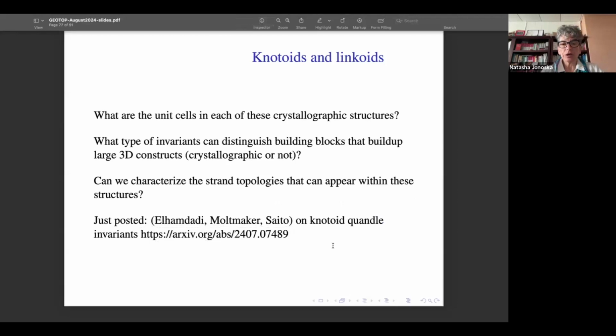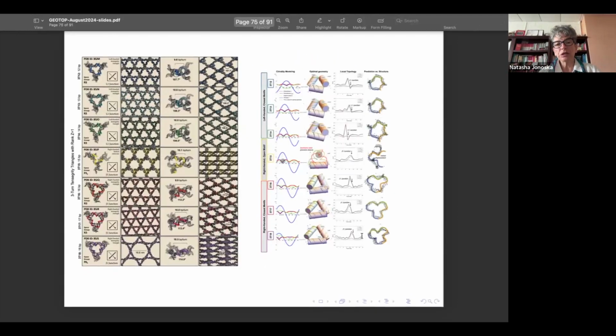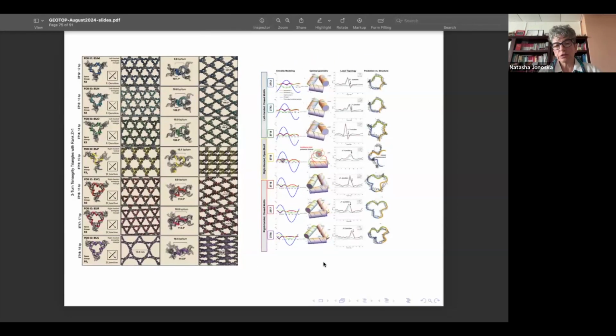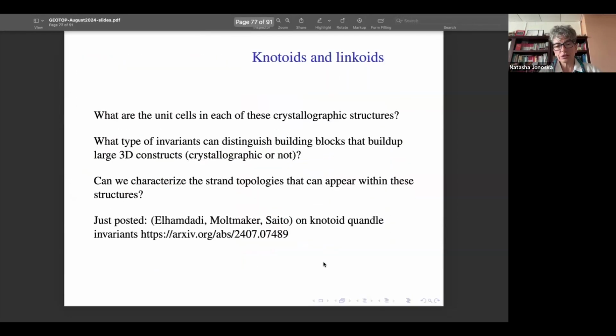Recently, out of this joint work, when I invited a bunch of people last year, Masahiko, Mohammed, and Wout Molwakker from Amsterdam ended up with a paper where they used the knotoid Quandle invariant as a starting point as an invariant for these knotoid structures, because they're all open curves, right? So these are all open curve structures in the disintegrated triangle.